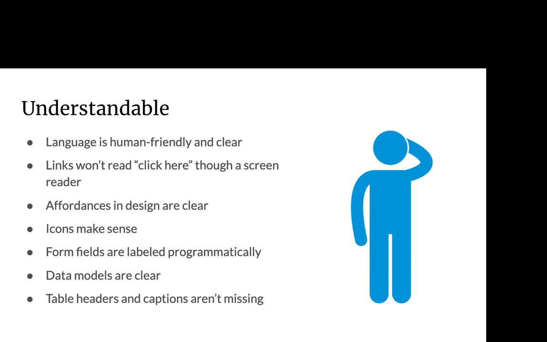So what this means is that a button looks like a button, a link looks like a link. The design elements of your items, a form field looks like a form field, a date picker looks like a date picker, so that people can actually tell what they're supposed to do with the item. These sound basic, but most of the systems that are out there do actually violate most of these principles in some way or another. Your icons make sense. This one's really important. We're going to talk about this when we get into development. Your form fields are labeled programmatically.